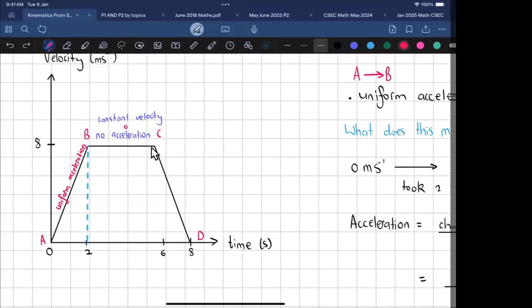Right? And could somebody tell me what C to D will represent? If A to B is you increasing your speed, C to D would be what, Amy? Decreasing your speed. And what do we call that? Deceleration. Yeah, deceleration. And since it's a straight line, that would be uniform deceleration. Right?